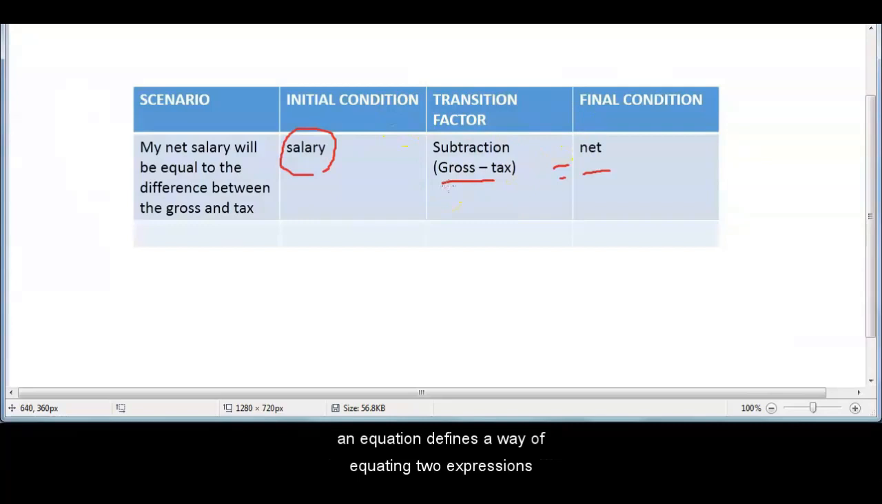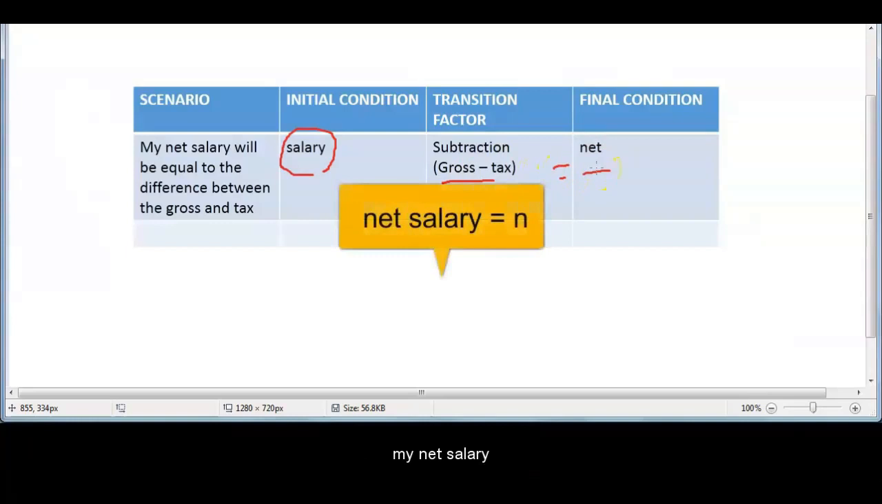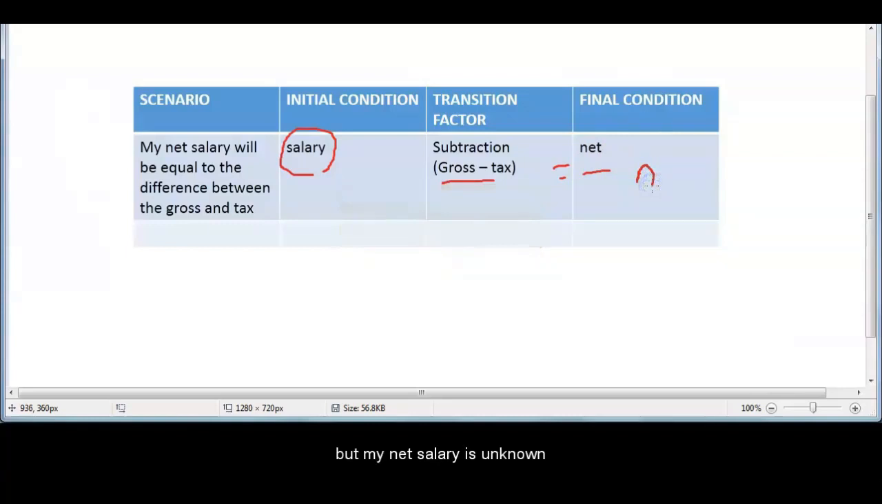An equation defines a way of equating two expressions. These are statements. Gross minus tax equals to net. They are just statements, not expressions. So we have to change the statements into expressions. My net salary, this is net salary. We can write it as N. But my net salary is unknown. That's why we have to write it as N, and so it is a variable.